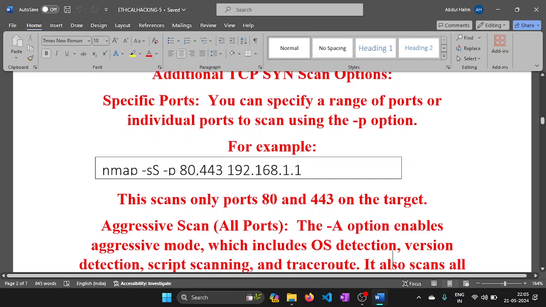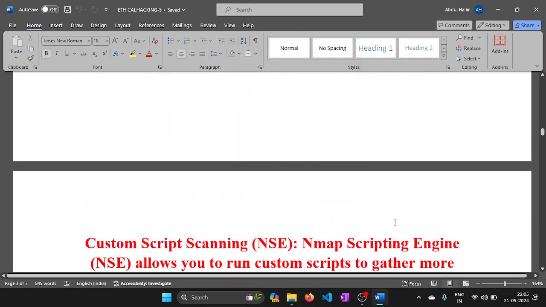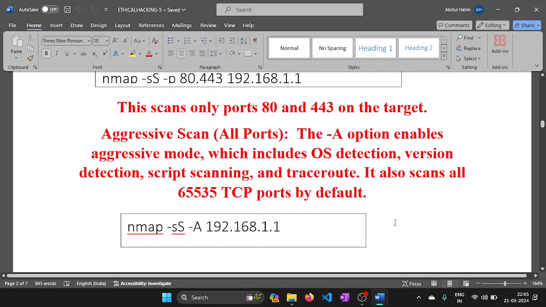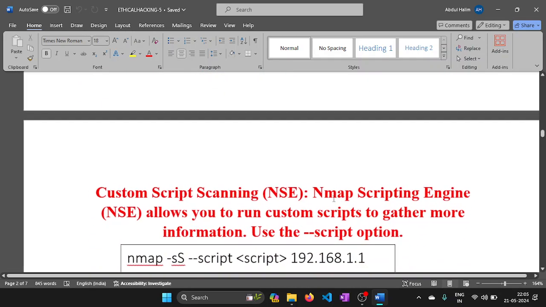Next we'll see aggressive scan. That is, the option is -A. It enables aggressive mode, which includes OS detection, version detection, script scanning, traceroute. It also scans the respective TCP ports by default.